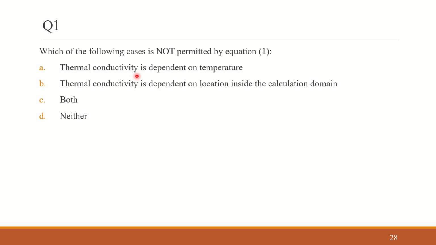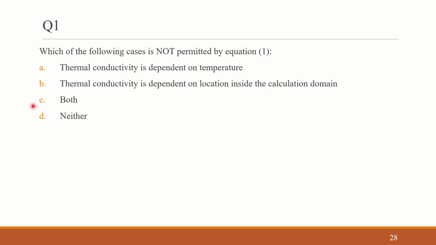Why? Because as I mentioned while reading the statement itself, Q is equal to K into d square T by dy square is the equation applicable when K is constant. If K is varying, that is not the case. So K is constant. If K is constant, it is not dependent on temperature and it is not dependent on location inside the calculation domain. So both of the statements are not permitted by equation 1.